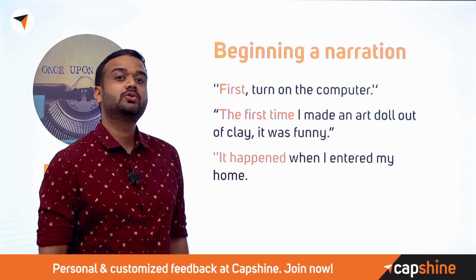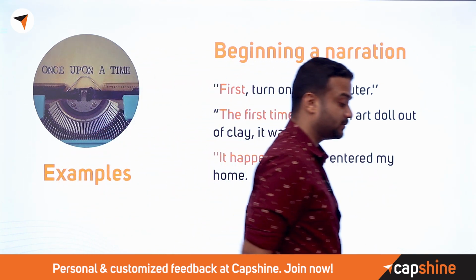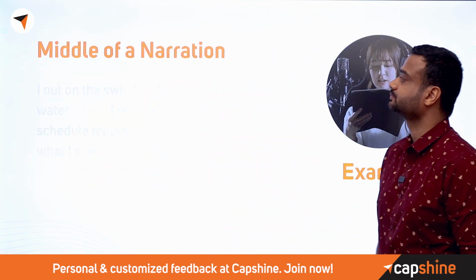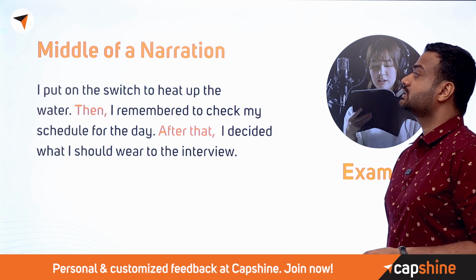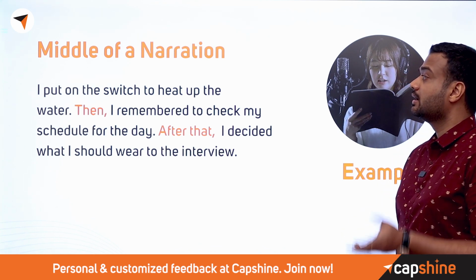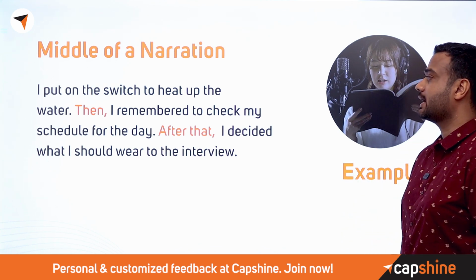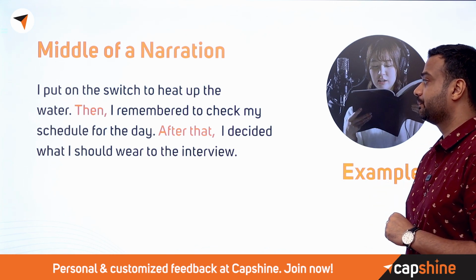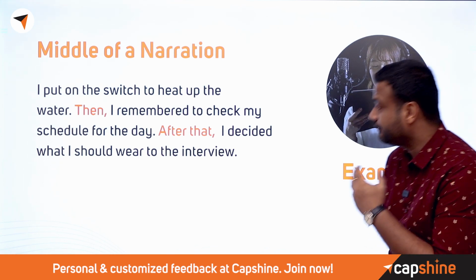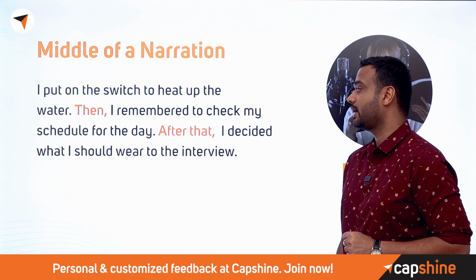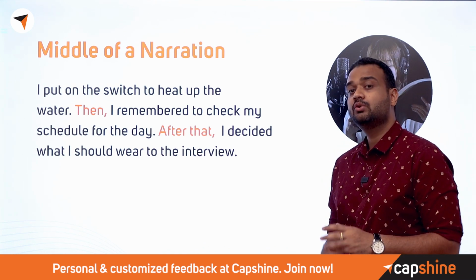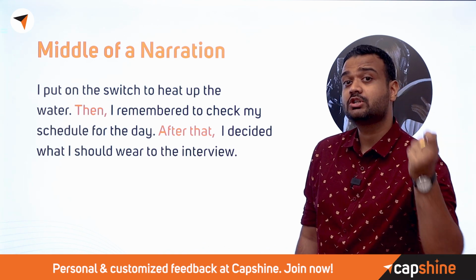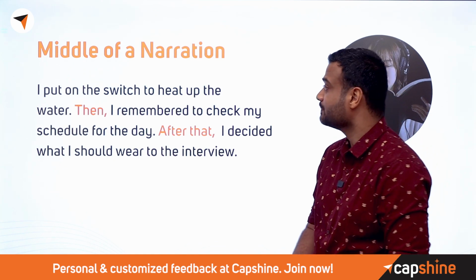Let's look at some examples for what happens next, which is the middle of the narration. I put on the switch to heat up the water. Then I remembered to check my schedule for the day. After that, I decided what I should wear to the interview. Notice how I'm using words to show that it's a logical sequence of events.